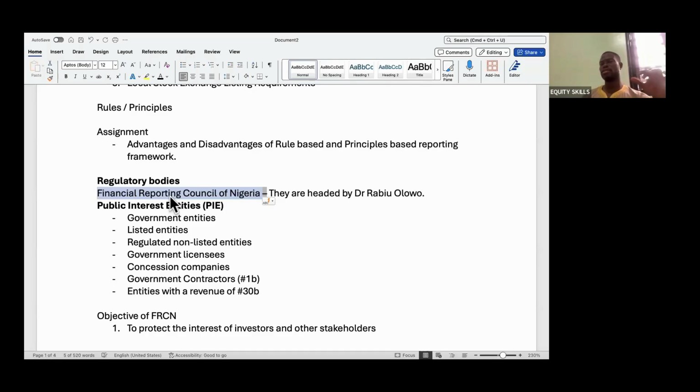However, their focus is majorly on public interest entities, and I gave you examples of public interest entities. These entities are required to submit their accounts. They have an online repository where they can easily submit their accounts to FRCN, where FRCN will then look at it and ensure they are complying with the reporting standard, which is IFRS.